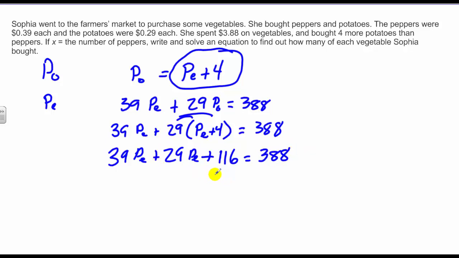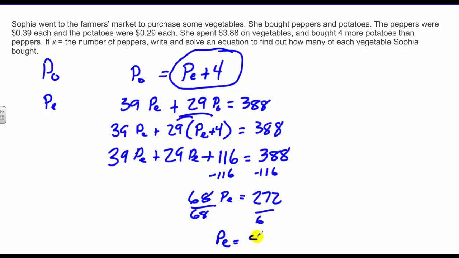Subtract 116 from both sides and add like terms on this side. So I have 68 peppers is equal to 272. Going to divide both sides by 68, which means I have 4 peppers. If I have 4 peppers, then I have a total of 8 potatoes, since I have 4 more potatoes than peppers.